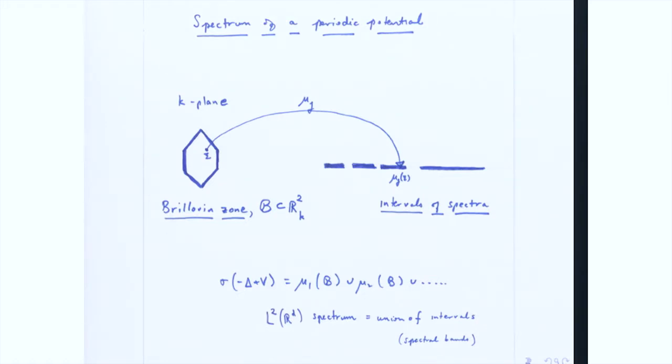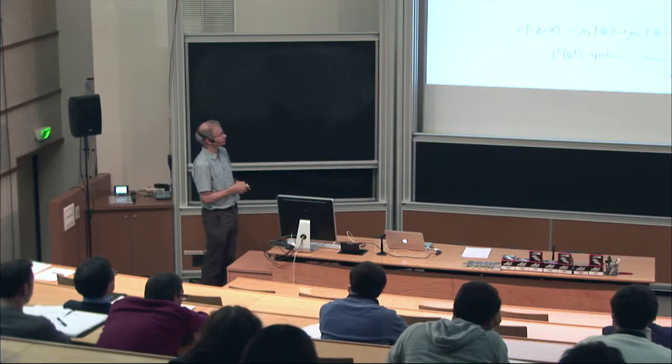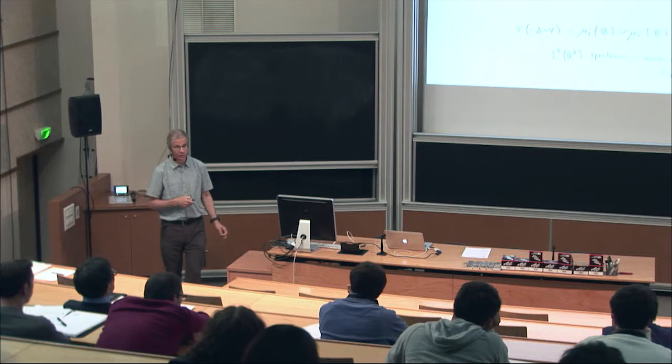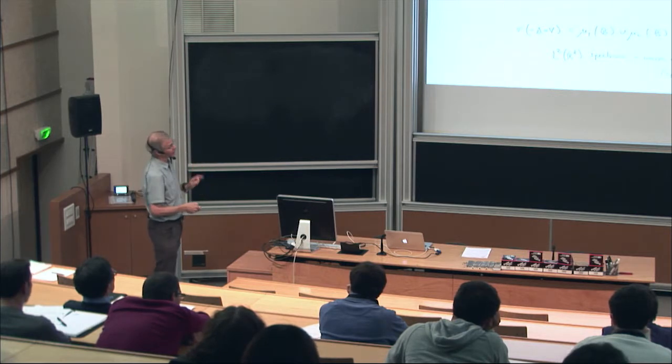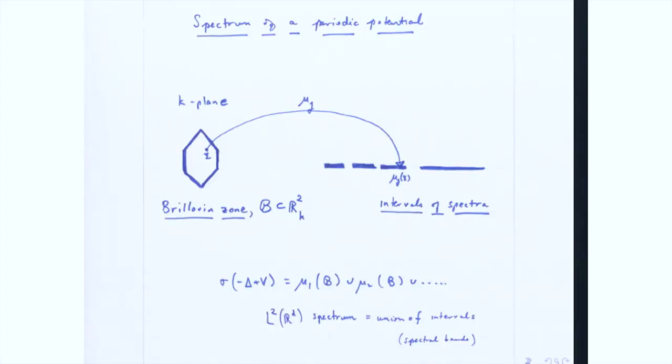And in 2 dimensions, it was proved a long time ago by Dahlberg and Trubowitz that there are a finite number of gaps in the spectrum, 1, 2, 3 here. In 1 dimension, generically, there are infinitely many gaps, but in 2 dimensions or higher, there are only finitely many. And the spectrum is just the union of these images of the Brillouin zone. That's the L2 spectrum.